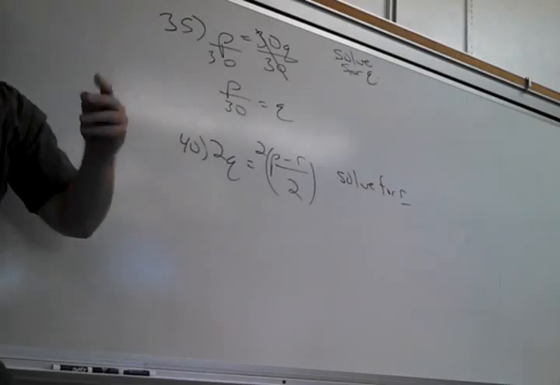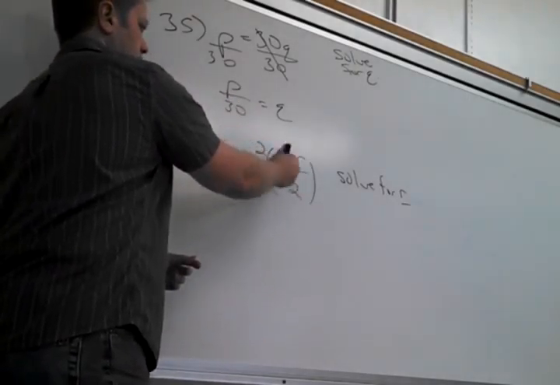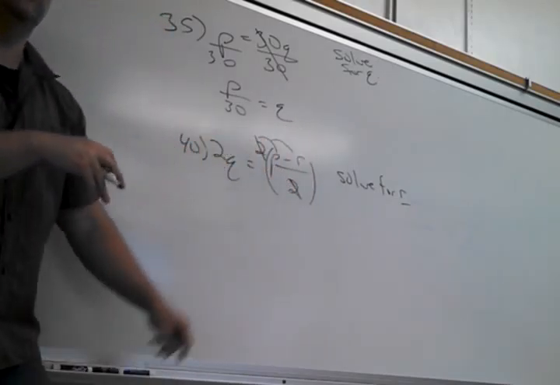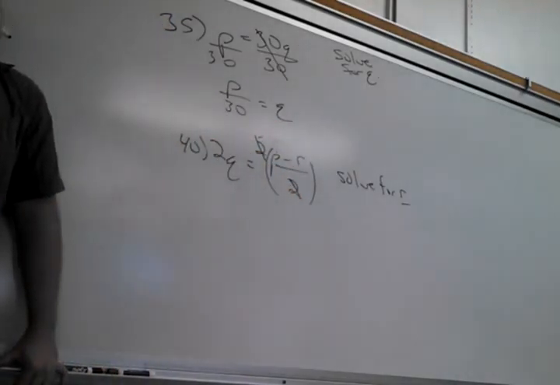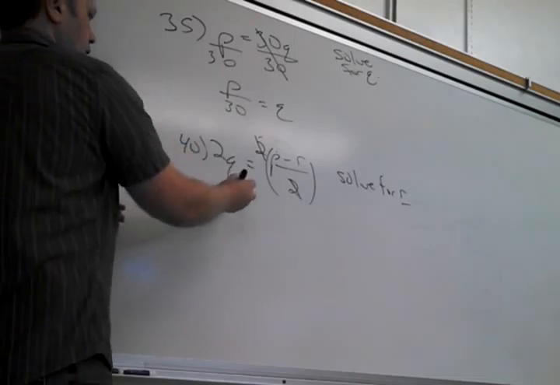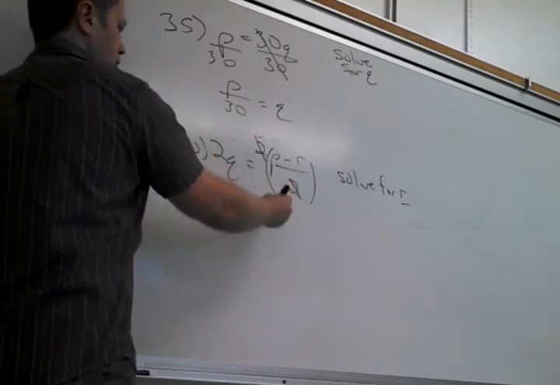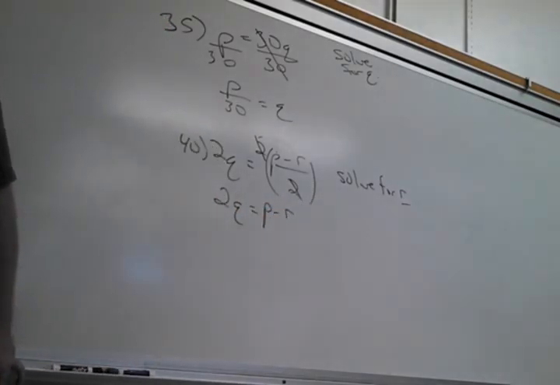Cool, right? So then what happens on this side? Yeah, good, they cancel. Don't have this 2 somehow stay alive and go through there like a zombie. 2 is dead, buried, gone, right? Cancel. So now what do I have? Here this is 2Q equals P minus R. Good, good, good. I'm trying to solve for R.